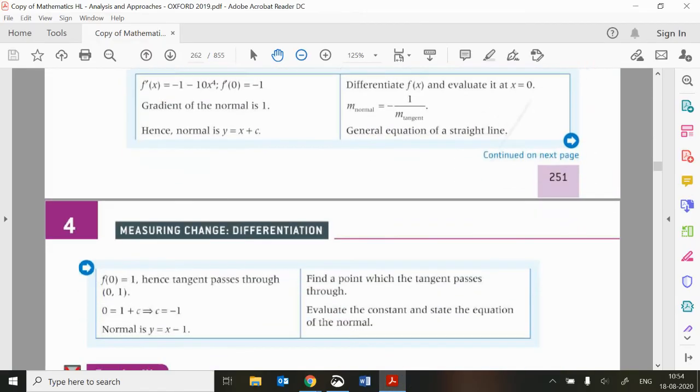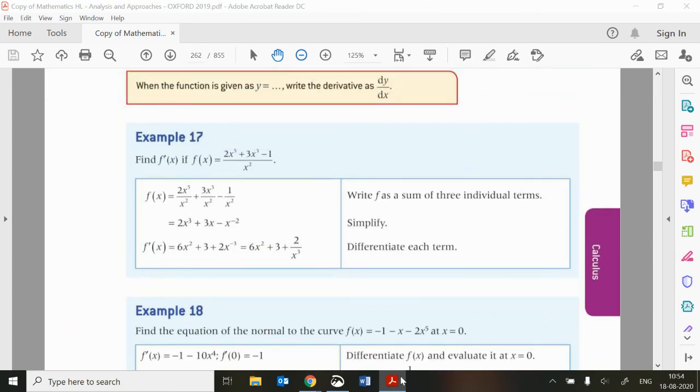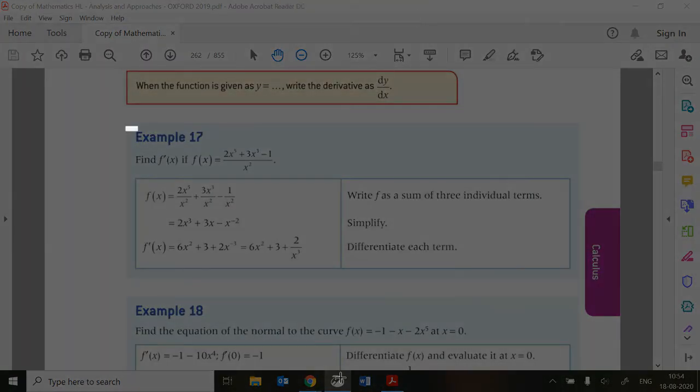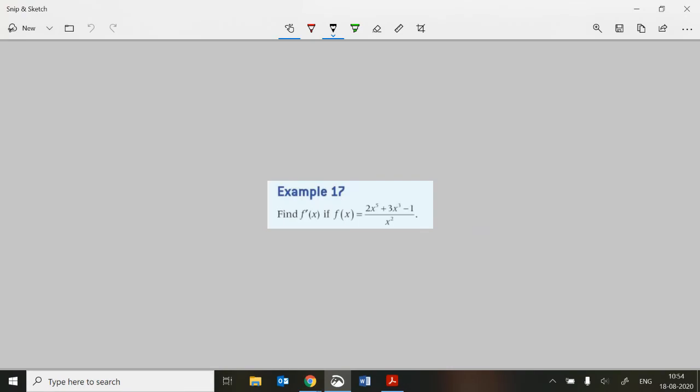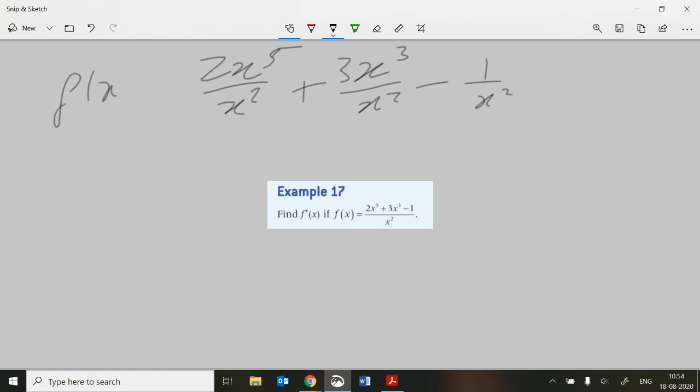So we've got example 17, then example 18, and then we are done. Quick one, this. So example 17. We've got this function here. We can see that this is just a fraction, which we can divide by x squared. So this one says 2x to the 5, and there's x squared on the bottom there, plus 3x cubed, and there's x squared on the bottom there, minus 1 over x squared. There we go. This is just f of x. We haven't done anything to this at the moment. We're just playing around with the function.